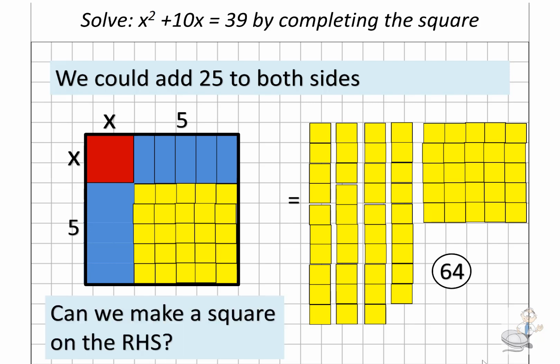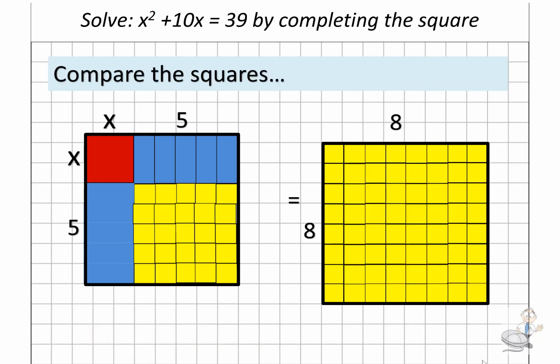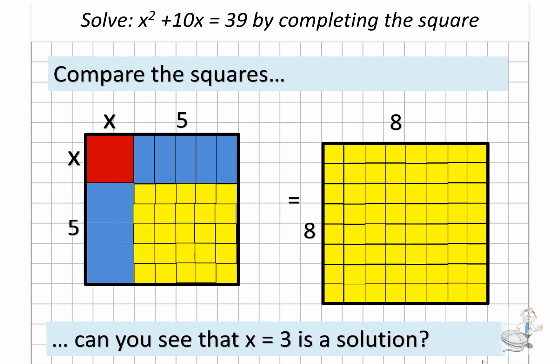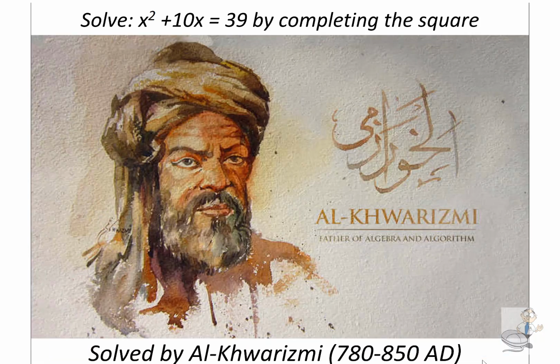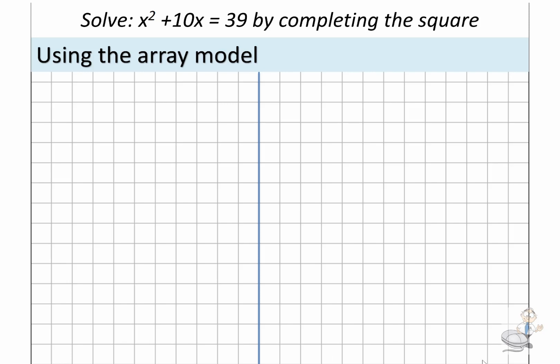And now we see that on the right hand side, we could also make a square, because 64 is 8 squared. By comparing these squares, we see quickly enough that x equals 3 is one of the solutions to this problem. This method was used more than 1,000 years ago by the father of algebra, Al-Khwarizmi.